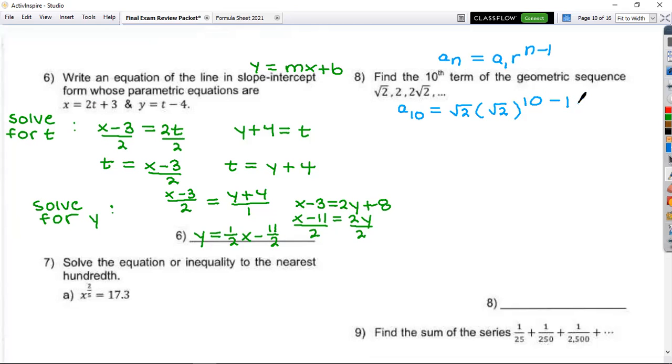So just nice quick calculator work on that one. And if you type that in, you should get an answer of just plain 32. So a sub 10 equals 32. Again, nothing more than calculator work there.